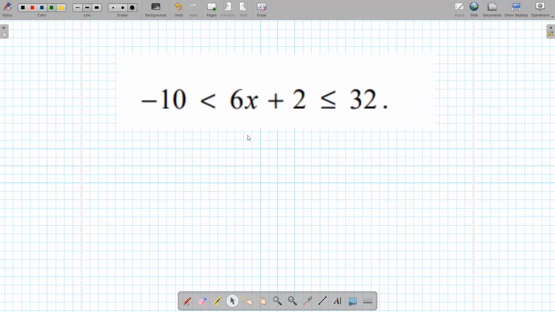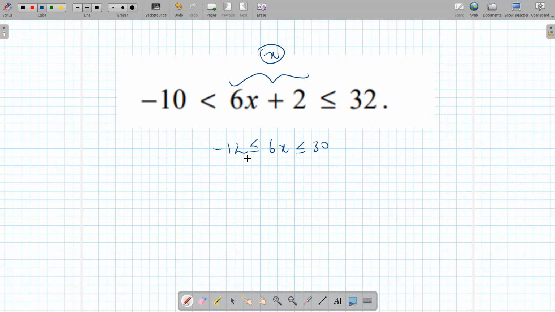Same idea. In the middle, you want to make sure only x remains. You want to get rid of everything, but when you do something in the middle, you have to do it on all three sides. So you would subtract 2 on all sides. 32 minus 2 is 30. Negative 10 minus 2 is negative 12.